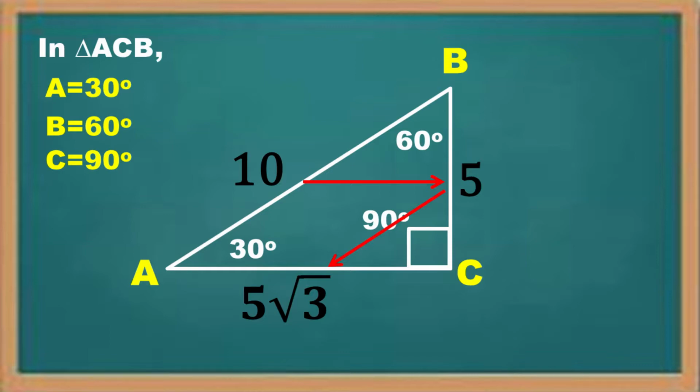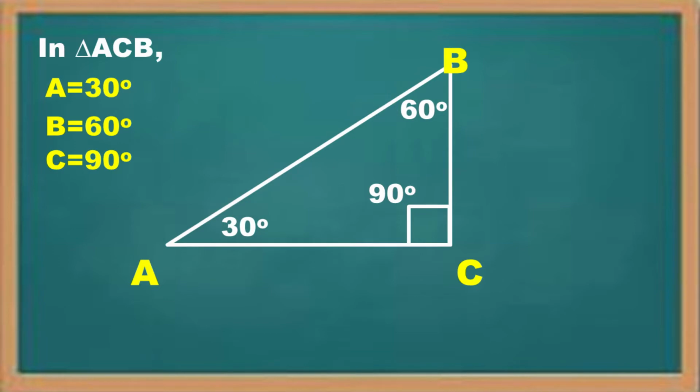Let us study the next example. In this case, the hypotenuse is 14. By dividing the length of the hypotenuse by 2, we get the length of the shorter leg, which is 7. And the longer leg would be 7 times the square root of 3.